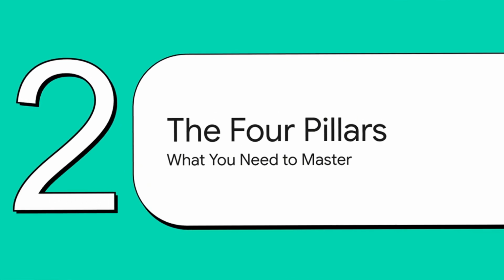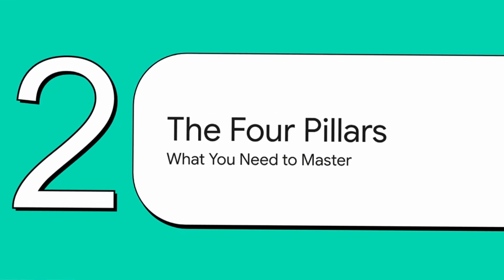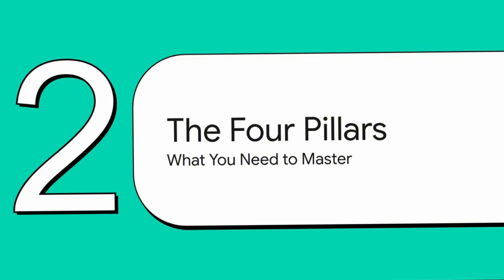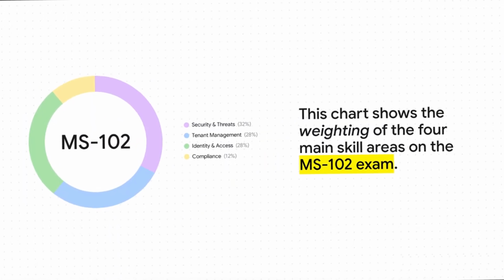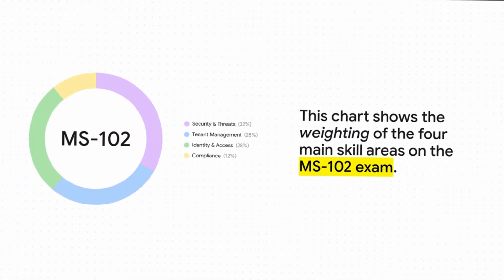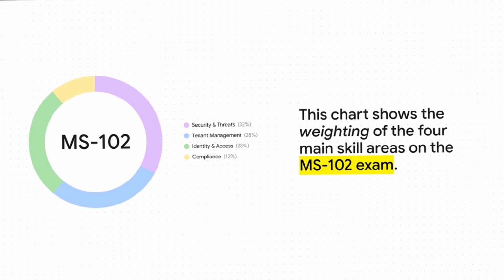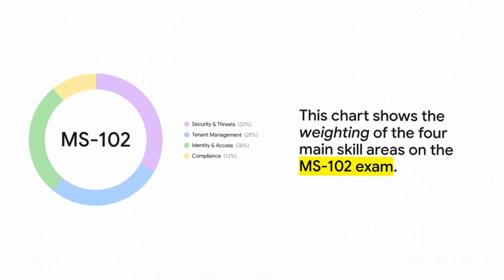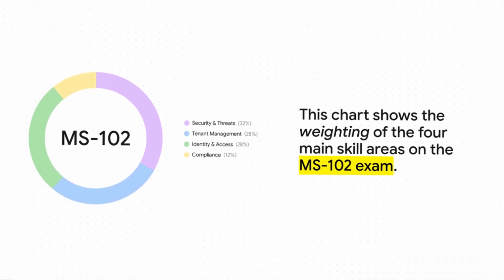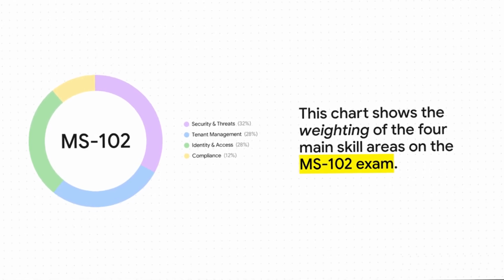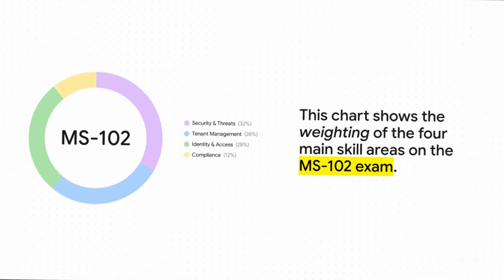All right, let's get into the main event, the MS-102 exam itself. It's really built on 4 key pillars of knowledge, and trust me, you've got to master every single one of them. Now pay close attention to this slide because this right here is your study guide. Look at how it's weighted. Security and threats, that's the biggest piece of the pie. Makes up about 1/3 of the whole exam. Then you've got tenant management and identity and access right behind it, both super important. And then there's compliance. It might look like the smallest slice, but it's often where the trickiest questions are hiding.